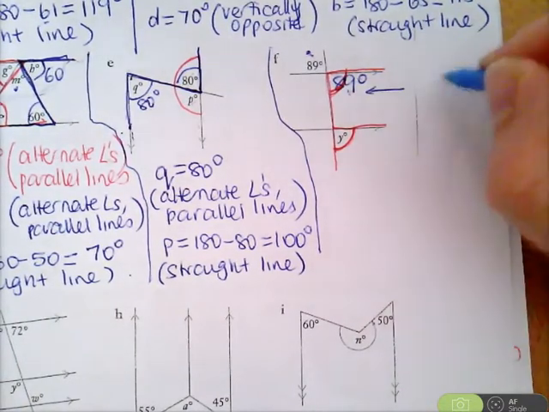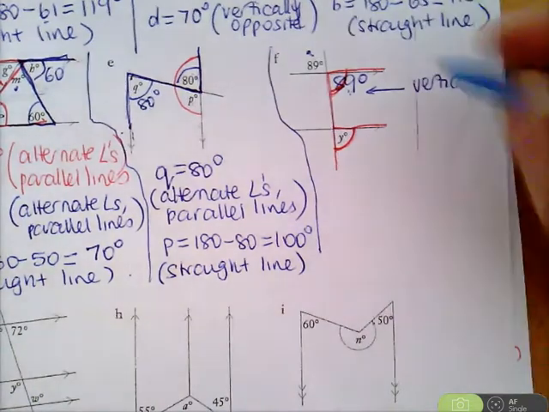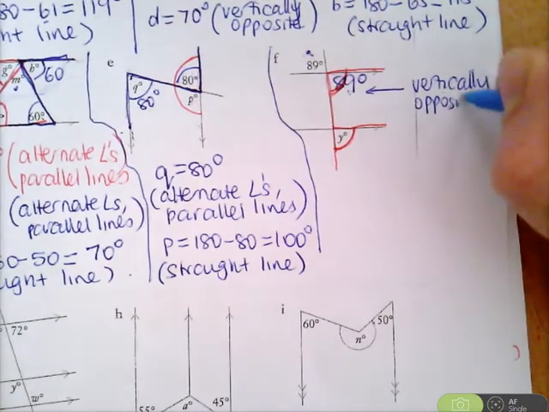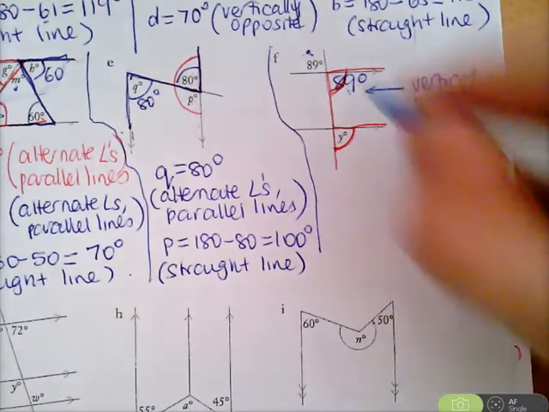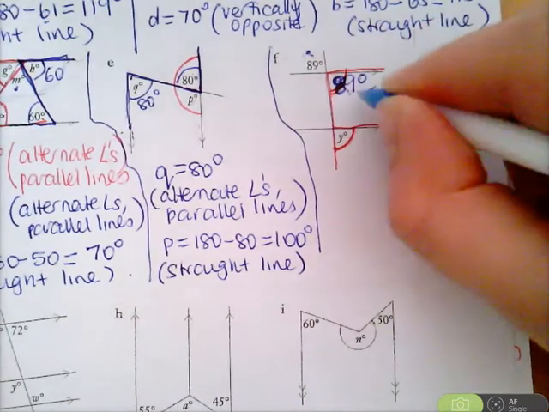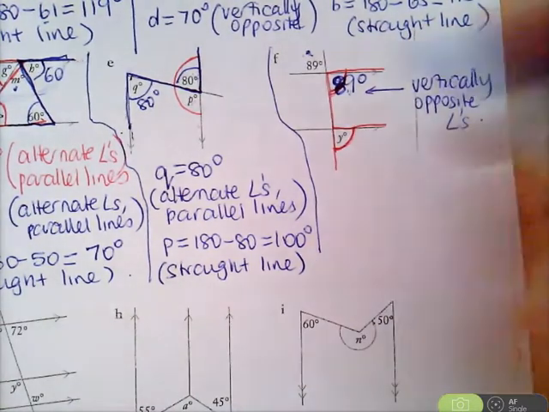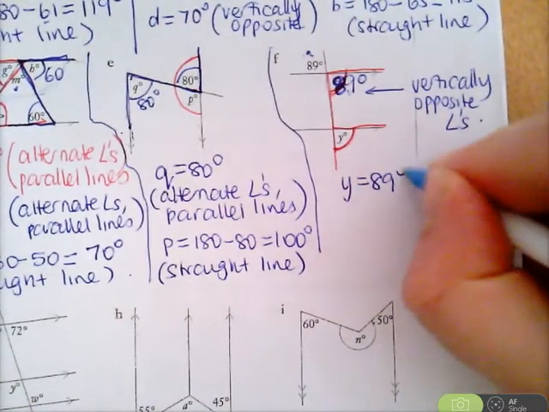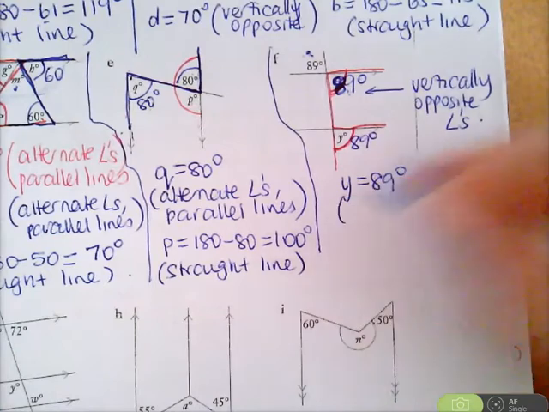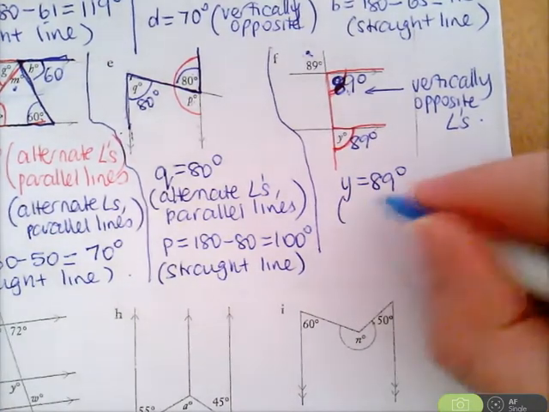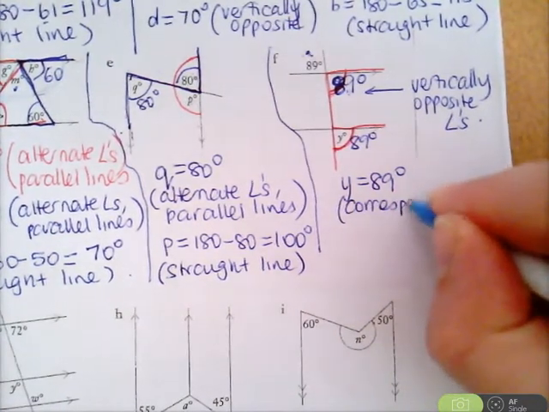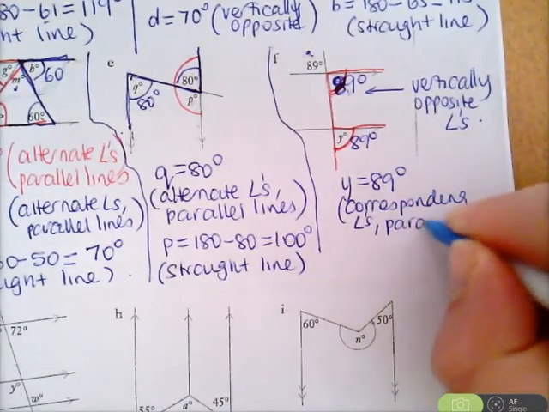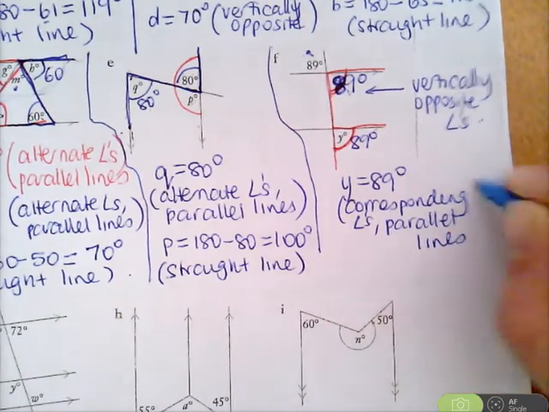And the reason that that's 89 is that I've got vertically opposite angles, because it's opposite that one. So this one in here is 89. Now, because that 89 and that Y form the corner bits of the F, I can say that Y is also equal to 89. It's in the same position. So the word for that is corresponding angles. And you have to say parallel lines.